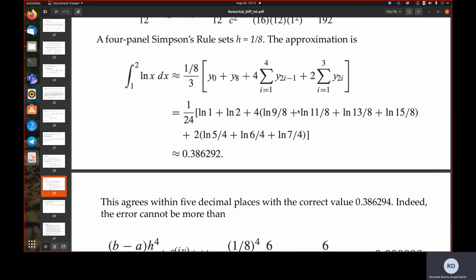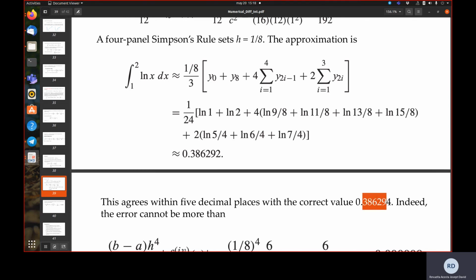To 5 quarters. Then we have natural log of 12/8, which is equal to 6 quarters. And then we have the 14/8, which is 7 divided by 4. And then we complete the integral. So at the end of the addition of all these numbers, we obtain the approximation of 0.30x6292.